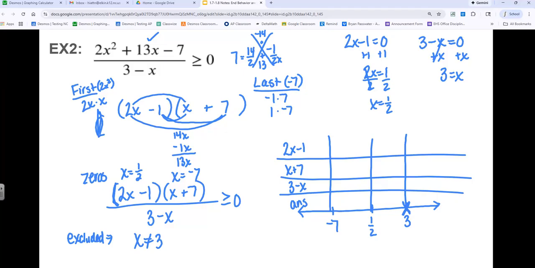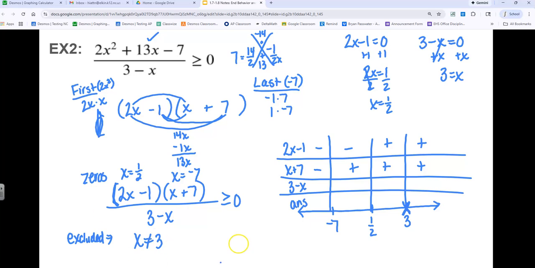Okay, so 2x minus 1, if I plug in negative numbers down here, I'm going to get negatives. Once I get past 1/2, plugging in something like 2, I start to get positives. For the x plus 7, I'll have negative, and then I'll switch to positive here. Be careful with this 3 minus x. Usually you start with the negatives first and it switches to positives.